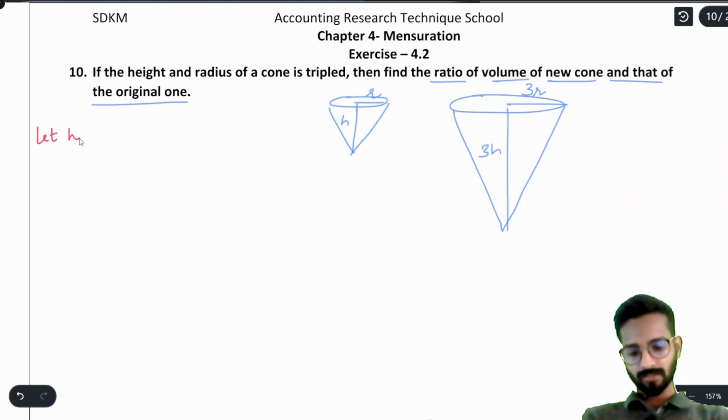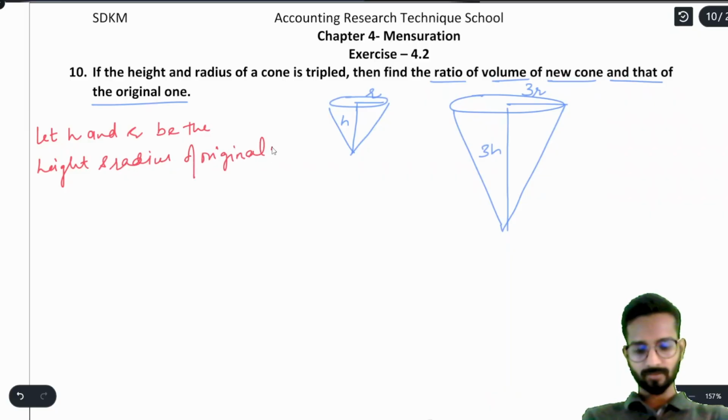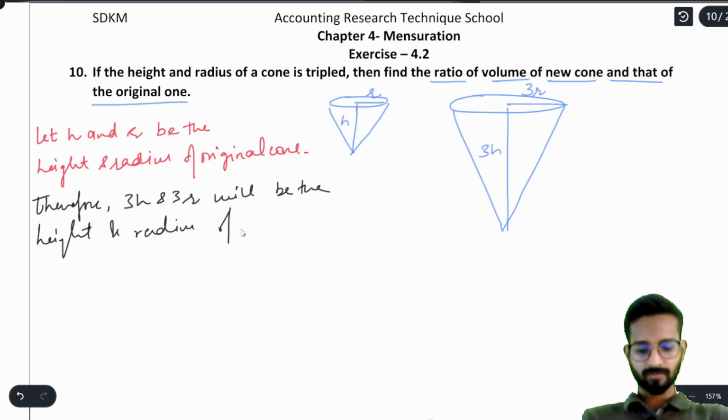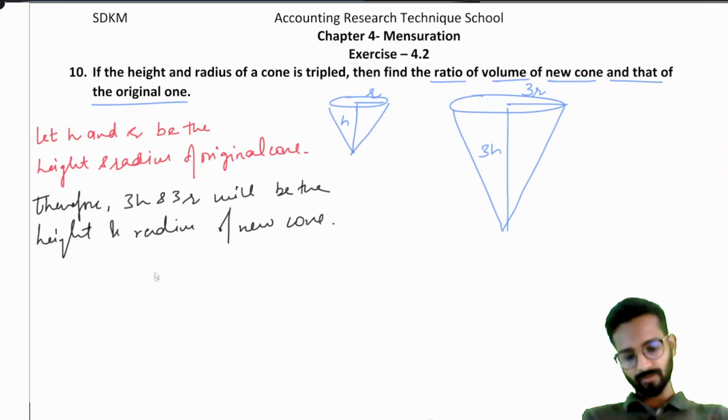Let h and r be the height and radius of the original cone. Then you can write, therefore 3h and 3r will be the height and radius of the new cone. Simple. Now they are asking the ratio. So ratio you can already find.